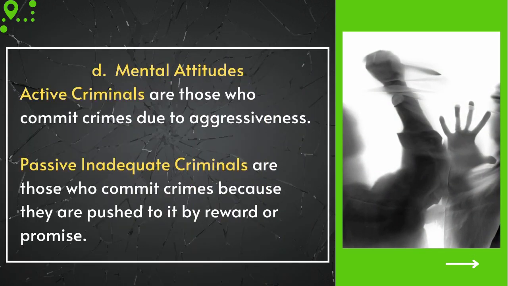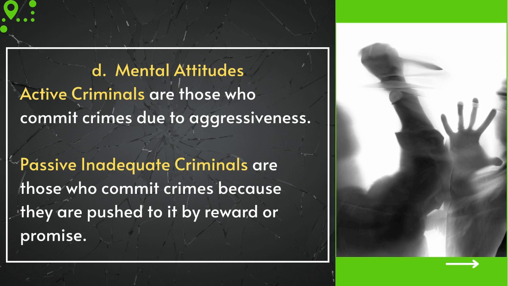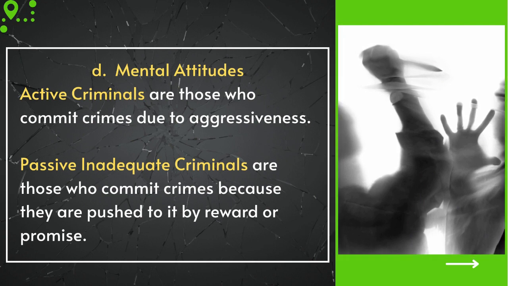Next, the criminological classification based on D. Mental attitudes. Active criminals are those who commit crimes due to aggressiveness. Passive inadequate criminals are those who commit crimes because they are pushed to it by reward or promise.